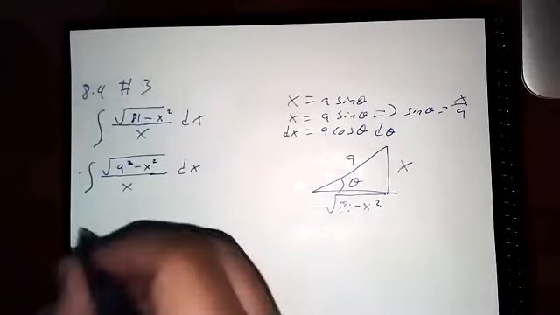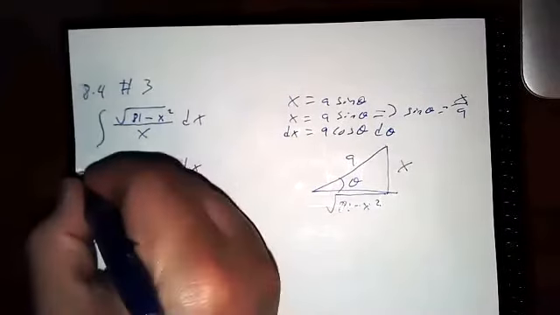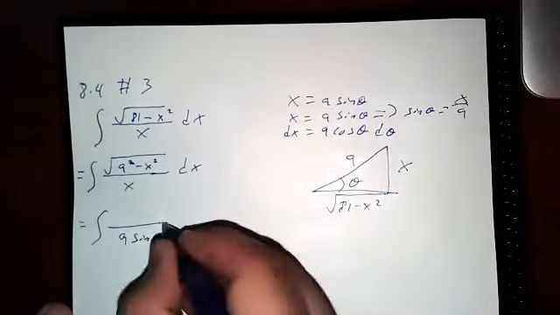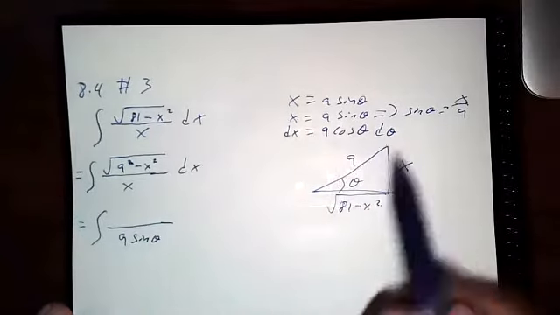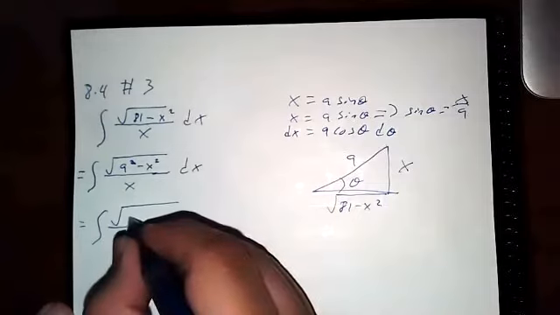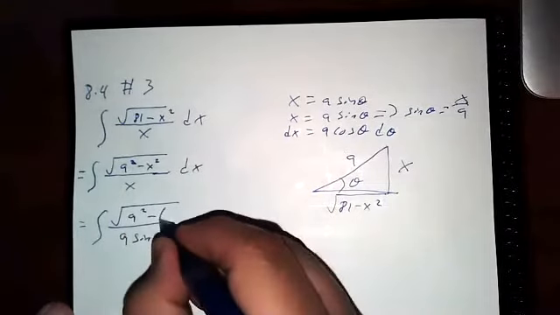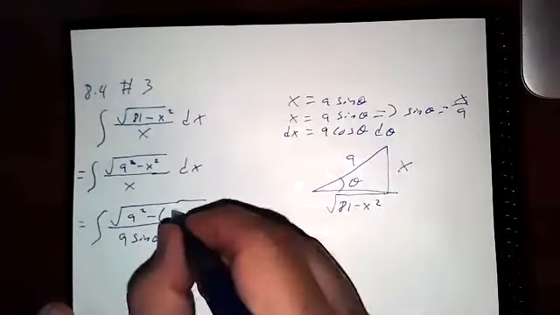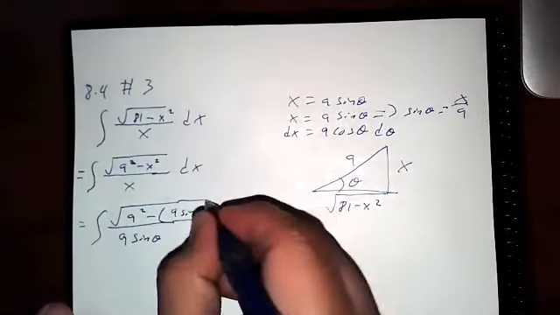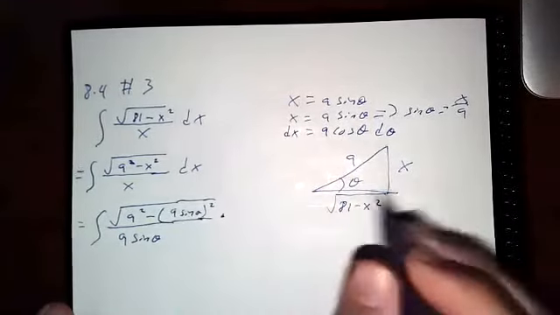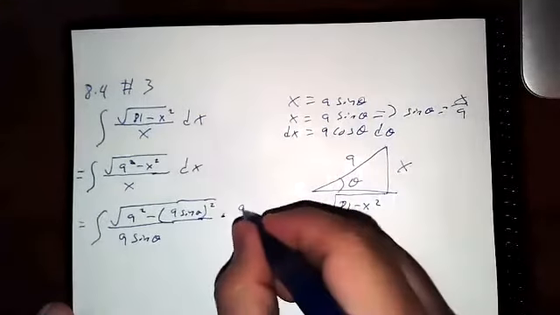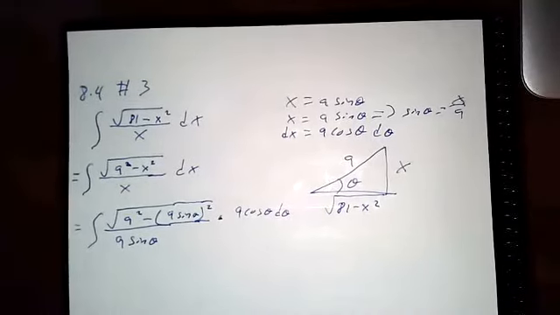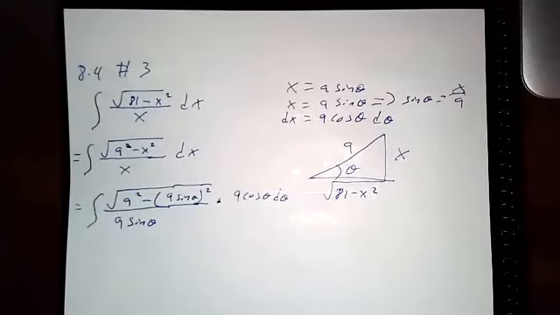So let's do our sub. x is equal to 9 sine theta. Dx will be replaced with this in a second. Square root of 9 squared minus 9 sine squared, times 9 cosine theta d theta. Okay. You cool with the sub so far, Garrett?